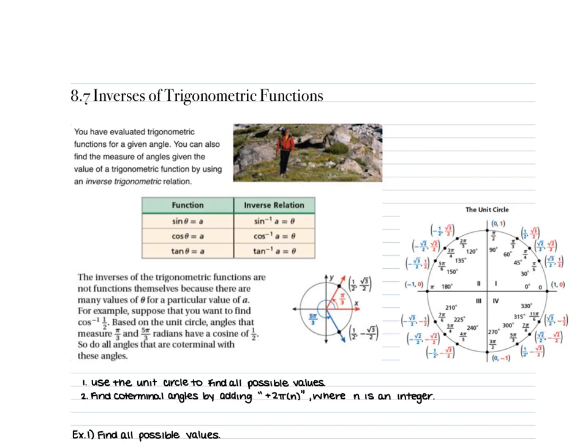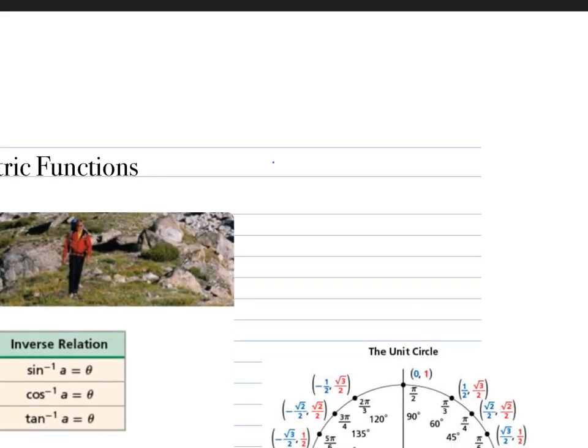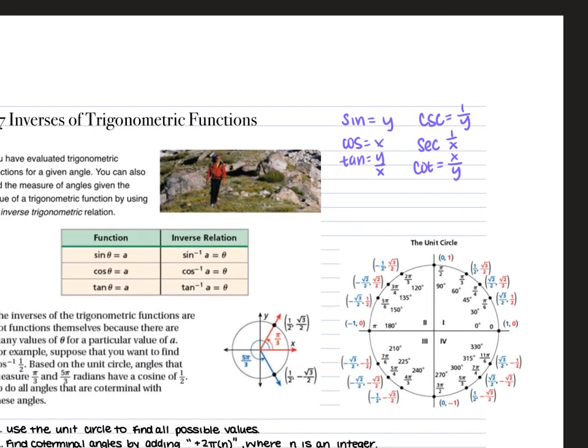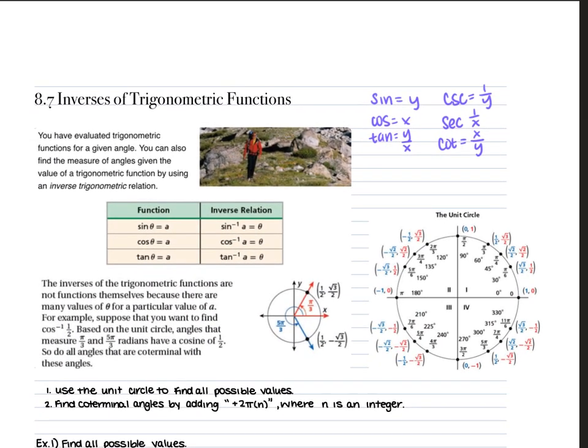We want to remember, though, that our sine is our y value, our cosine is our x value, our tangent is our y over x, our cosecant, which is the reciprocal of sine, is 1 over y, our secant, which is the reciprocal of cosine, is 1 over x, and our cotangent, which is the reciprocal of tangent, is x over y. Alright, so with all of these problems, we need our unit circle.